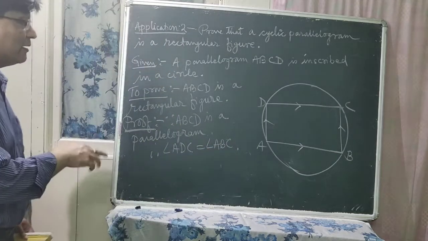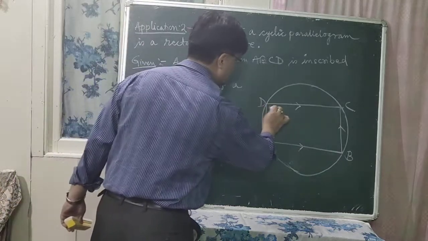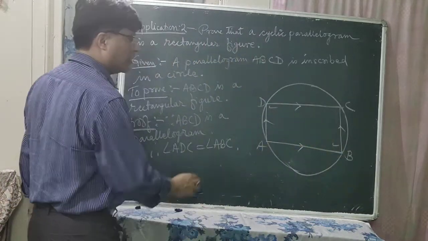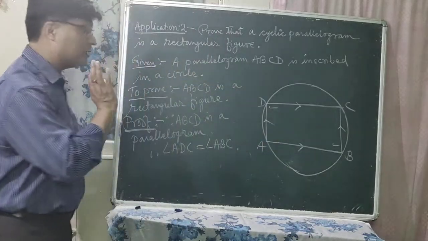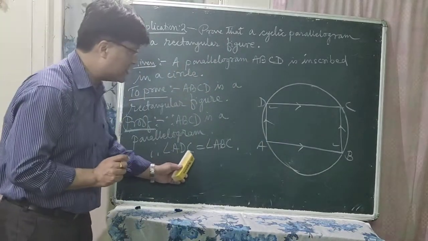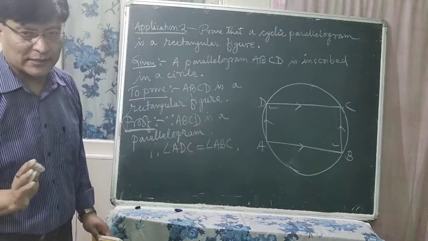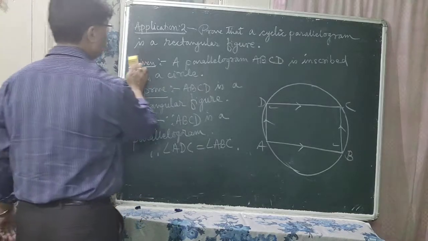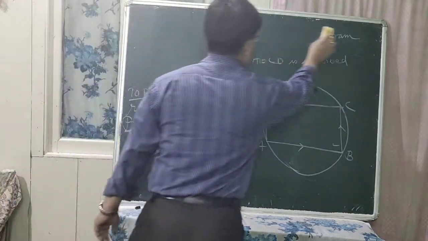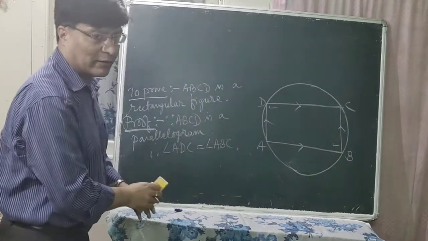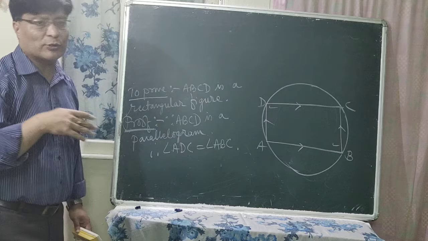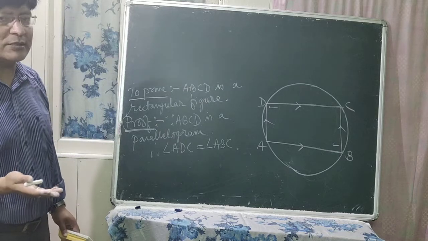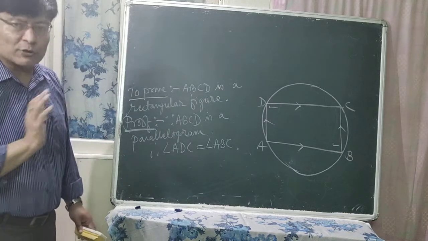That is angle ADC, this angle is equal to this angle. Both angles are equal, but we wrote only one part here, only one part is needed. That is angle ADC is equal to angle ABC. Okay? So now, since it is a cyclic parallelogram or cyclic quadrilateral, isn't it? A parallelogram is also known as a quadrilateral because it is also bounded by 4 sides.